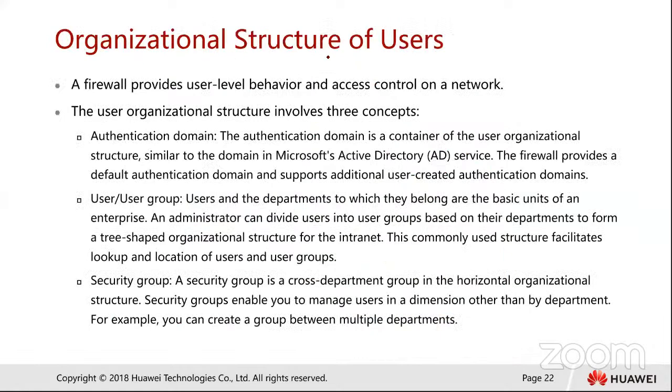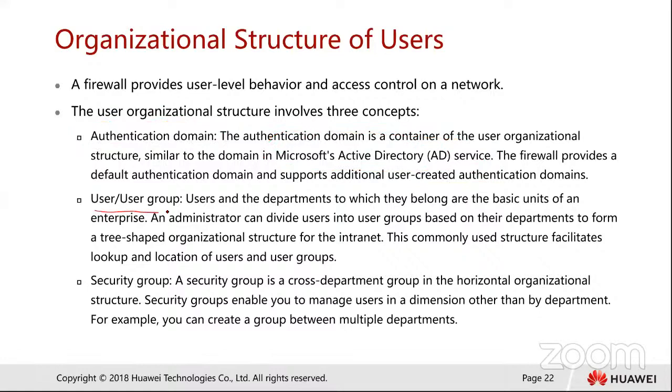So, organizational structure of our users: a firewall provides user-level behavior and access control on a network. So you can have different levels for the user. And the user organization structure involves basically three concepts. The first concept is the authentication domain. The authentication domain is the container of a user organizational structure, similar to the domain of Microsoft's Active Directory service. And the firewall provides a default authentication domain and supports additional user-created authentication domains.